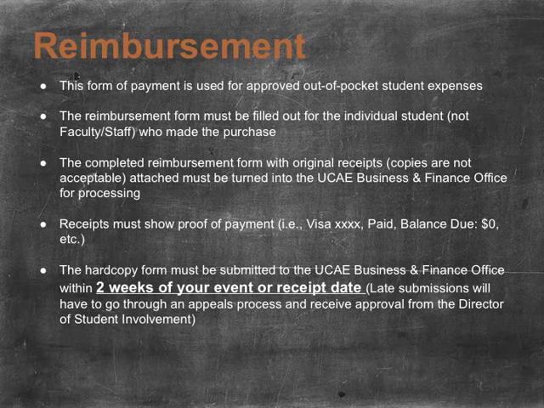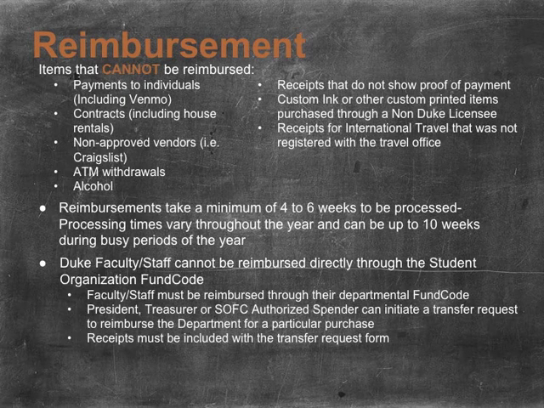Students do not have to wait on the president, treasurer, or authorized spender to sign the form before turning the form in for processing. There are certain types of purchases that cannot be reimbursed. There are a few listed here. Please see the UCAE website for a complete list of restricted purchases. It takes a minimum of 4 to 6 weeks to receive a reimbursement payment.